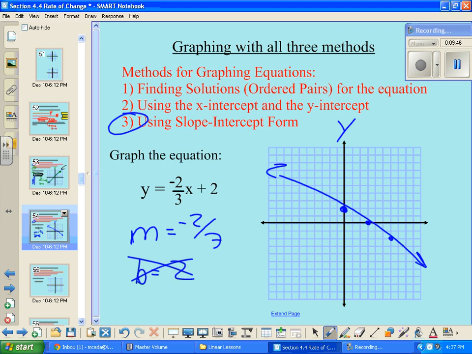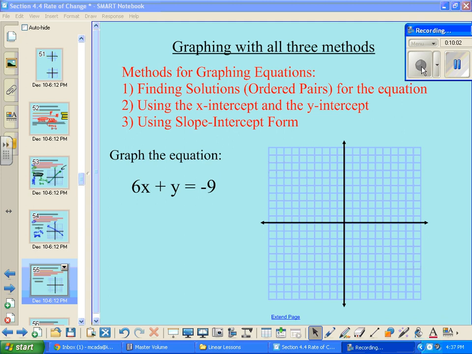I missed that first point just a little bit, but you get the idea. There's the graph of that equation. Again, method number 3, I think, would be the easiest method for that one. That's something I would like students to be able to look at and see as we keep working on these graphing problems.